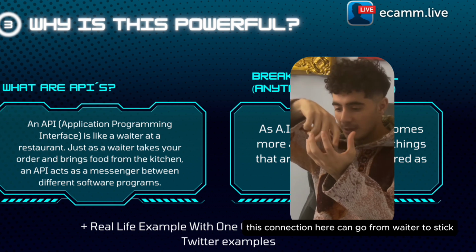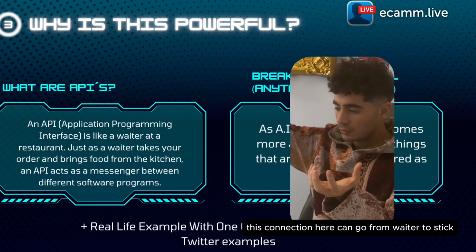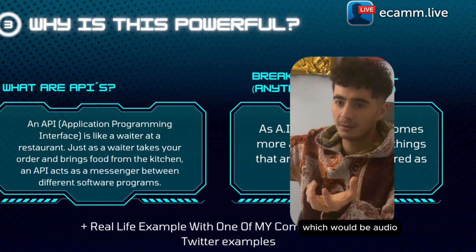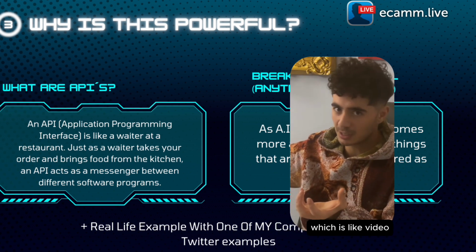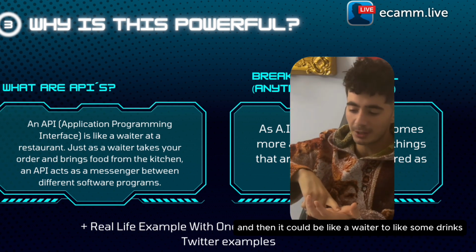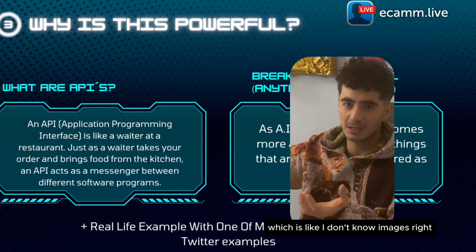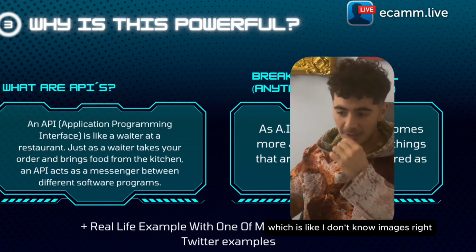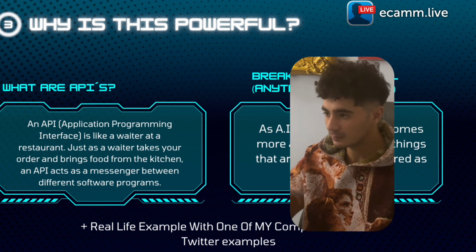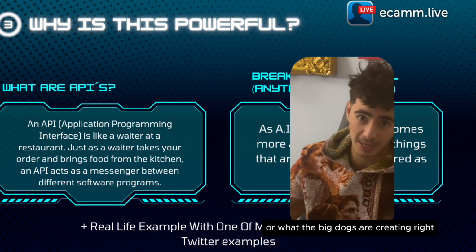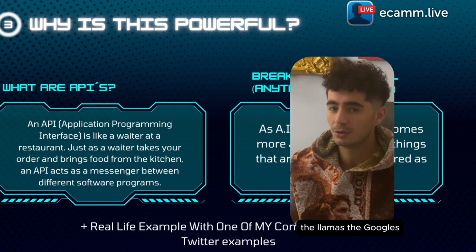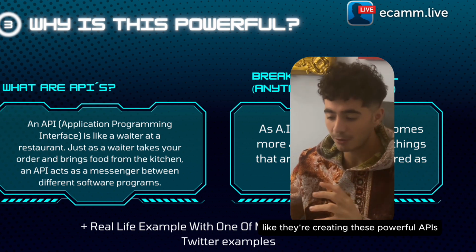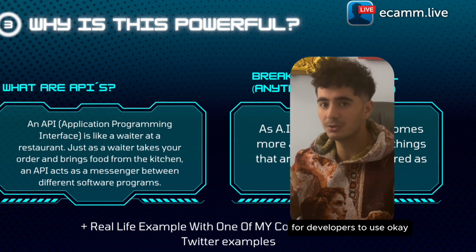This connection here can go from waiter to steak, which would be audio. Then it would be a waiter to a dessert, which is like video. And then it could be a waiter to some drinks, which is like, I don't know, images, right? And so all of these APIs are what the big dogs are creating, right? So the OpenAIs, the Llamas, the Googles, they're creating these powerful APIs for developers to use.